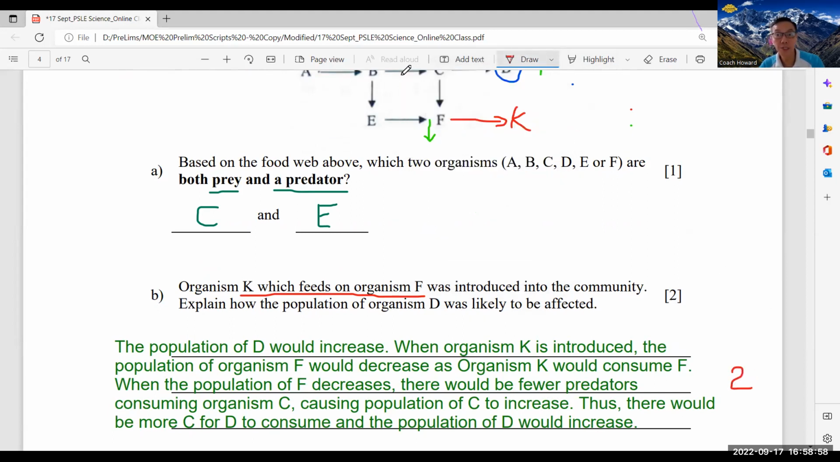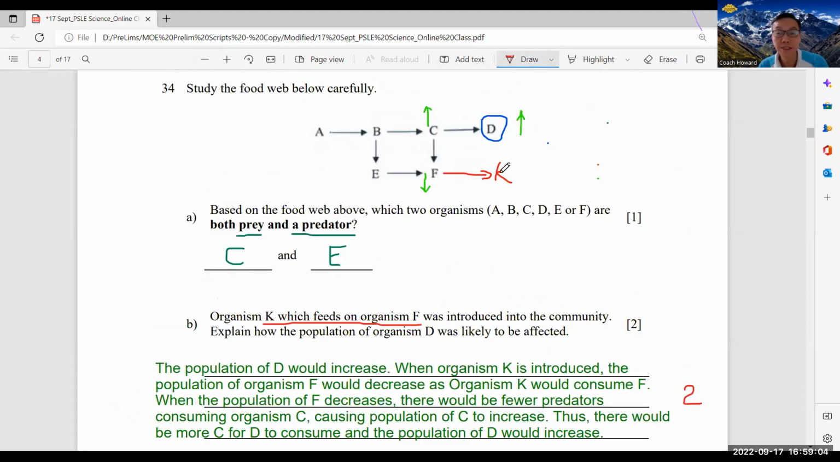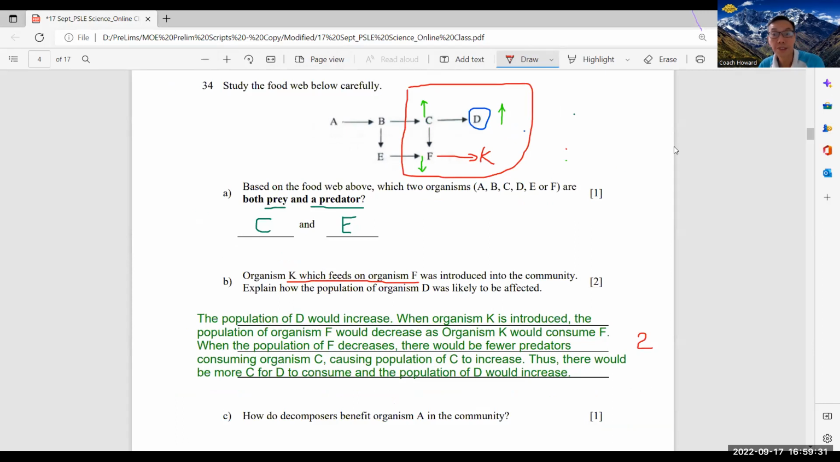Always follow what we call the path of the shortest way. So when you talk about this, you don't go one big round here. You see this part. You focus your attention on this sector of the food web. Don't talk about E, B, A. You focus near here, because the question says introduce, explain how population D was likely to be affected. So you focus on here, and then I will screenshot this and send it over later for your reference.